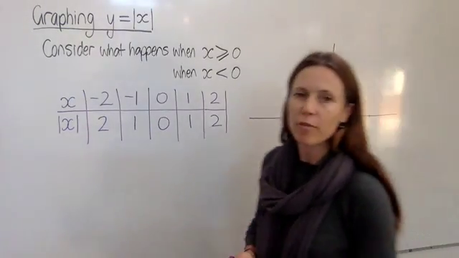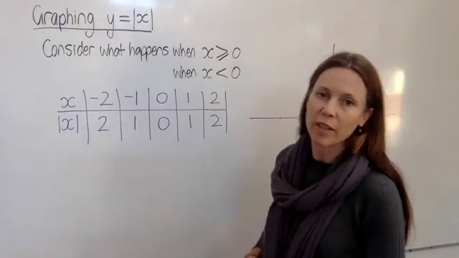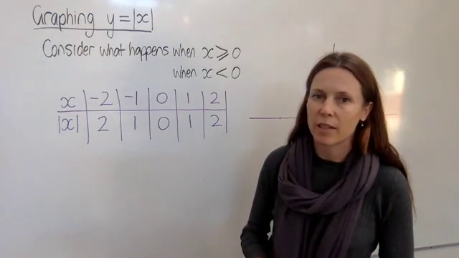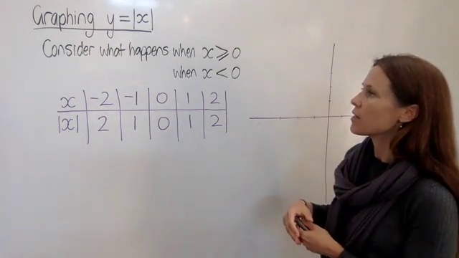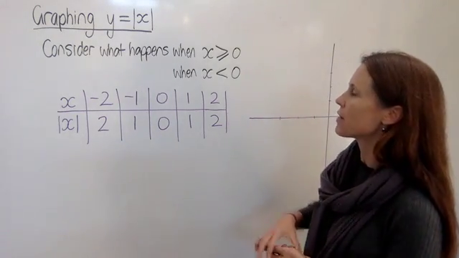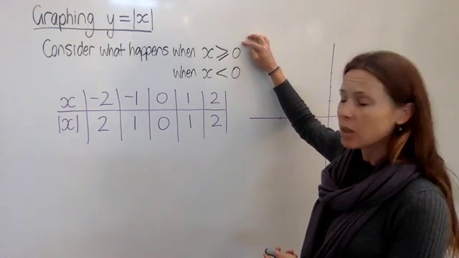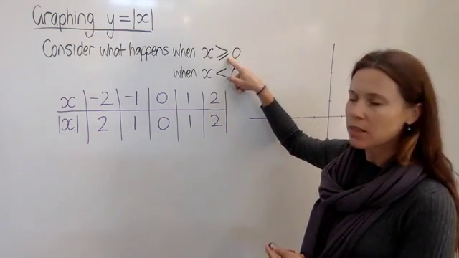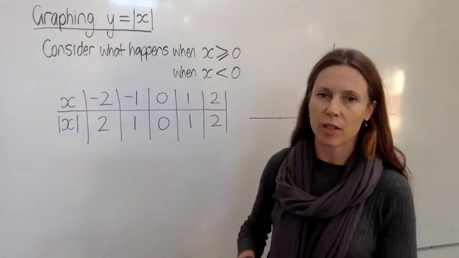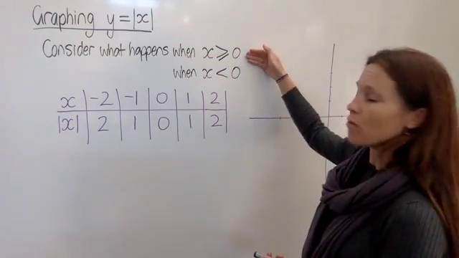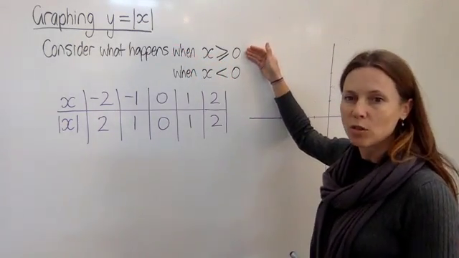When we try to graph a function with an absolute value in it, some interesting things start to happen. Now, it's sort of helpful to consider that we've got two cases here. We can consider what happens when x is greater than or equal to 0. Why have I said greater than or equal to 0? Well, because the absolute value of 0 is still 0. The absolute value of 1 is still 1. The absolute value of 2 is still 2.